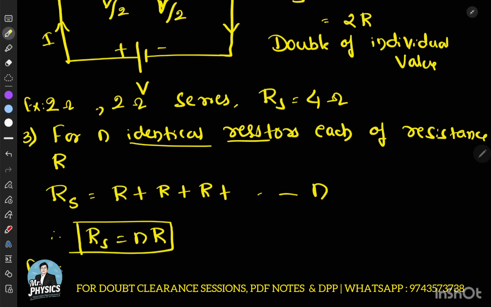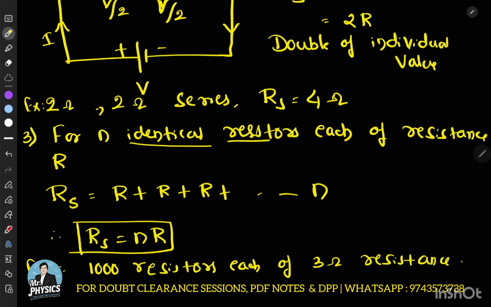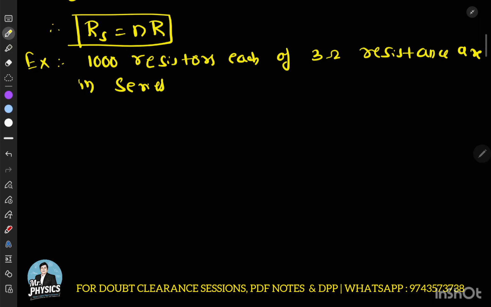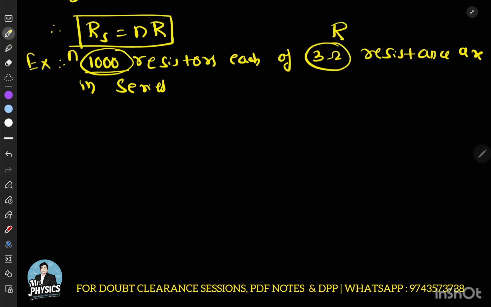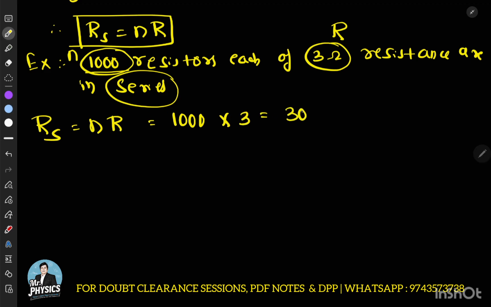For this, I will take an example, that is 1000 resistors each of 3 ohm resistance are in series. Observe carefully. 1000 resistors. What is this 1000? This 1000 is n. Each of resistance 3 ohm is R. They are in series. Therefore, Rs equal to n into R. n is 1000, each value is 3. The effective value will be 3000 ohm. So even the lengthiest question can be solved using these tricks.